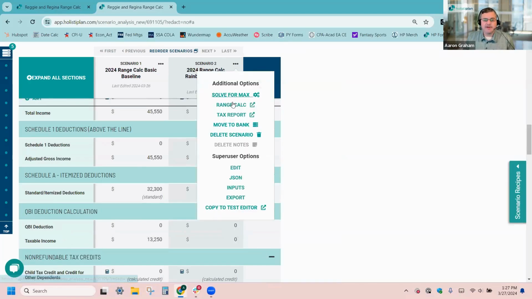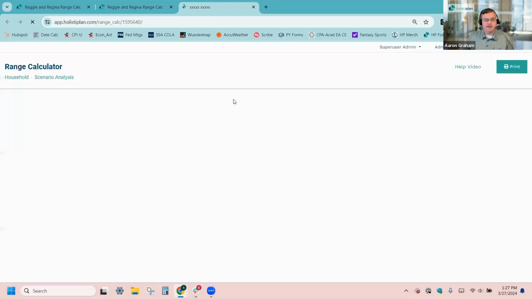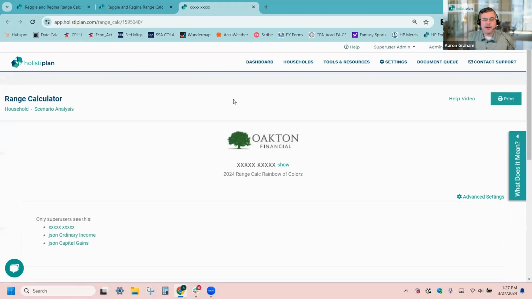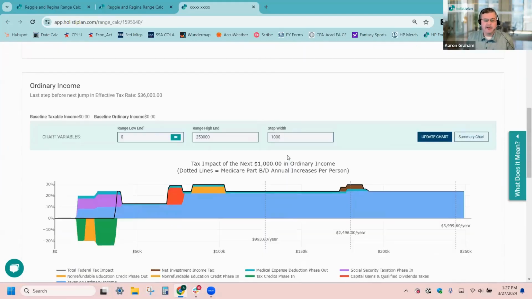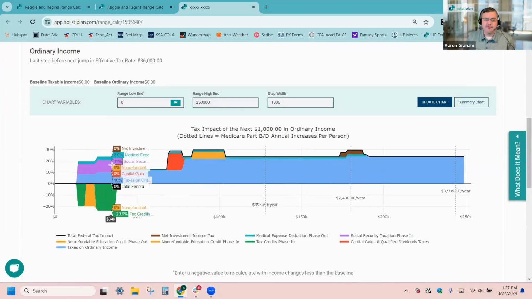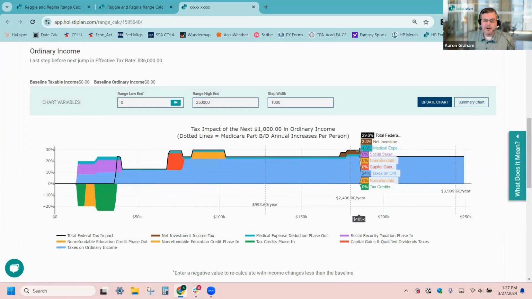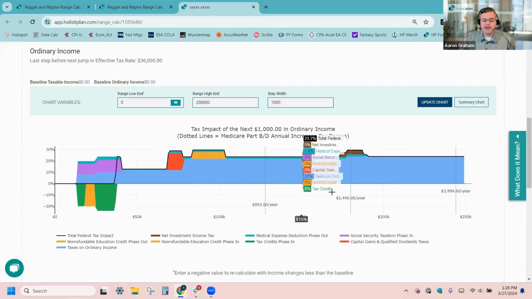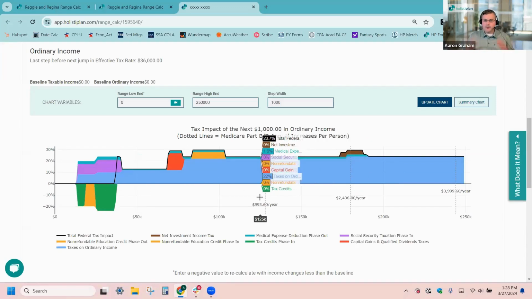Let's go and look at range calc for this scenario, and you're going to see, as the name implies, a rainbow of colors on this range calc graph that are a little bit different than what we saw in the previous edition. So again, we've covered the purple for Social Security already. We've covered the red and we've covered the brown, so I'm not going to go over those again. Also, you can see the Medicare surcharges coming into play here as we increase income. But we've got a whole lot more colors showing up for Reggie and Regina.